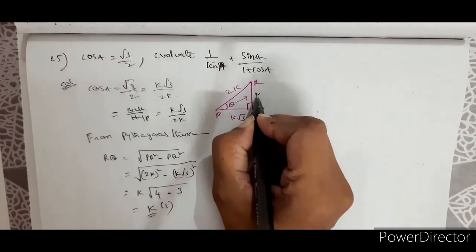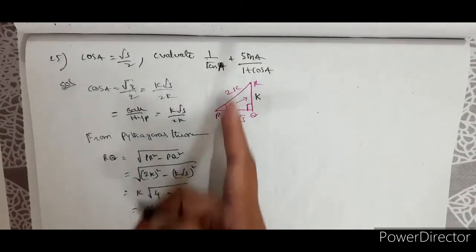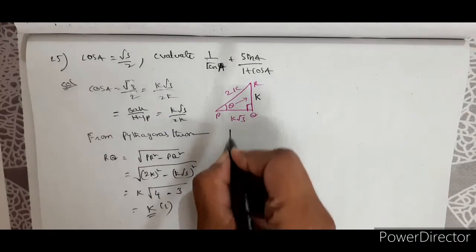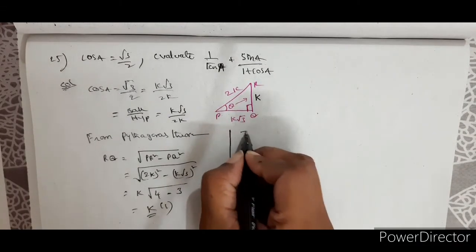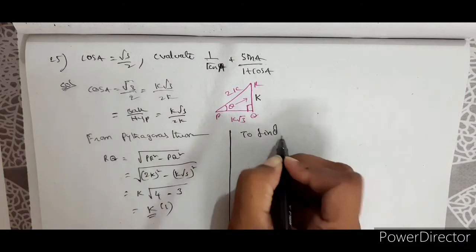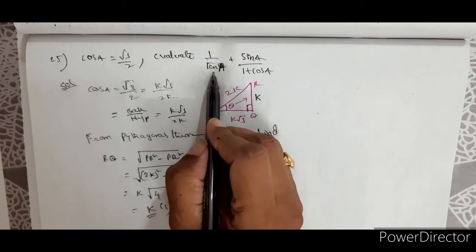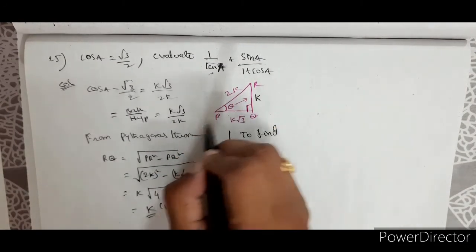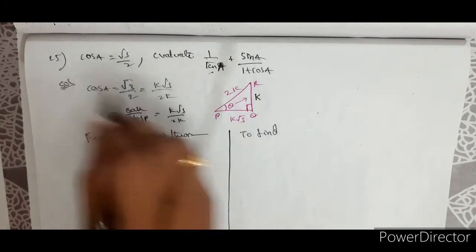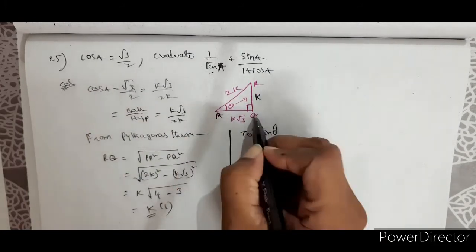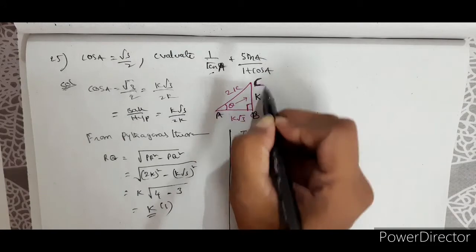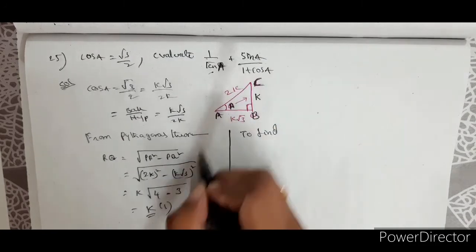So now we got this side to be k. Now we know all the three sides. Now our job is to find the trigonometric ratios. To find what, and what are required? Tan A. So this is theta, I took it as, let me name it as ABC, then this will become angle A.